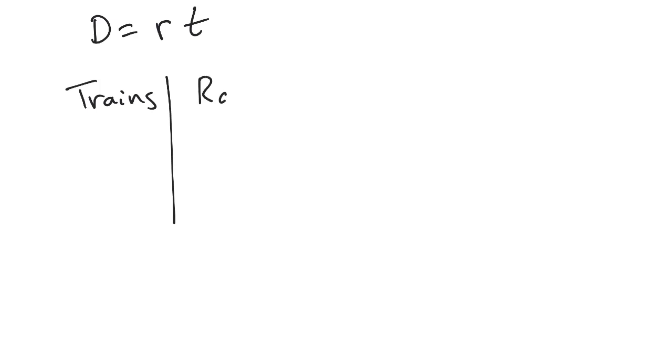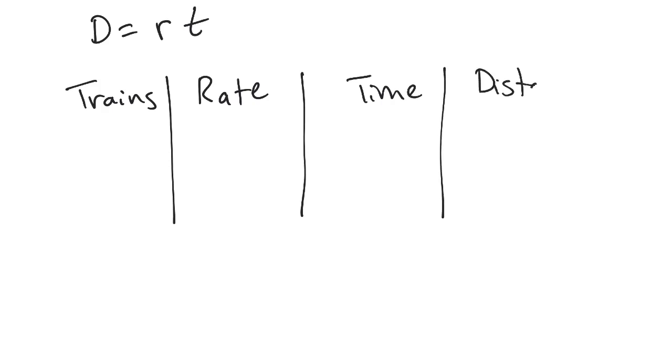All right, to solve this problem, we're going to use our formula distance equals rate times time. We're going to make a table. It's best to do this when you make a table. So we're going to start with putting our trains in the first column, the rate in the second column, the time in the third column, and then distance in the fourth.